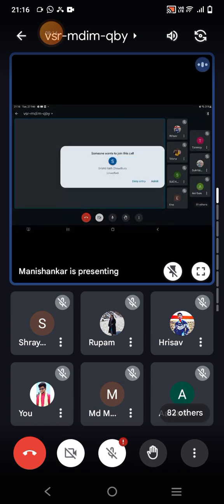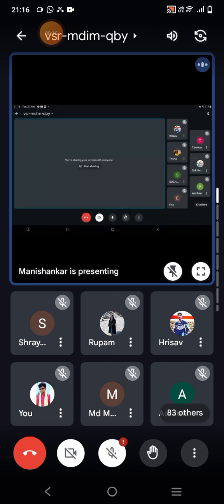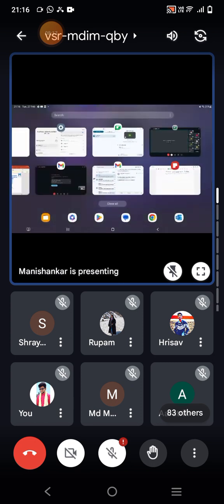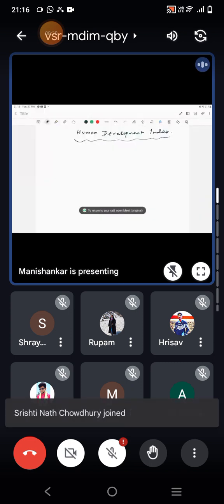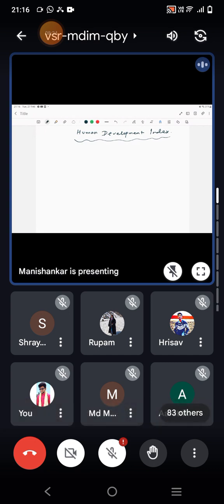Okay, so this index basically defines human development. This index basically defines human development as the process of enlarging people's choices. Very simple way.